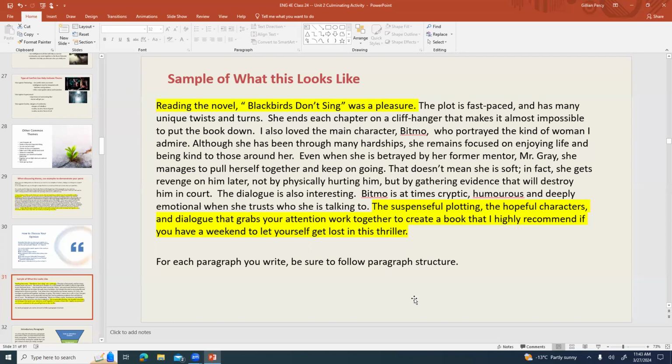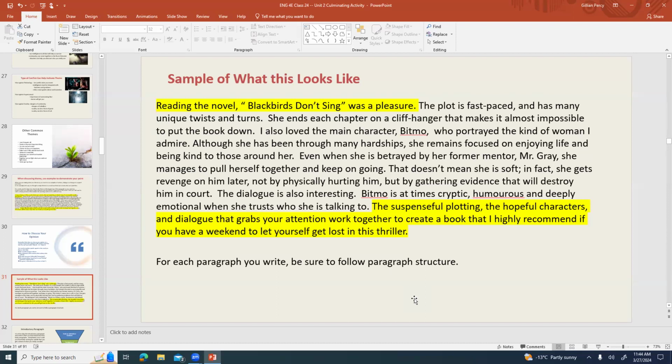The plot is fast-paced and has many unique twists and turns. She ends each chapter on a cliffhanger that makes it almost impossible to put the book down. I also loved the main character, Bitmo, who portrayed the kind of woman I admire. Although she has been through many hardships, she remains focused on enjoying life and being kind to those around her. Even when she is betrayed by her former mentor, Mr. Gray, she manages to pull herself together and keep on going.